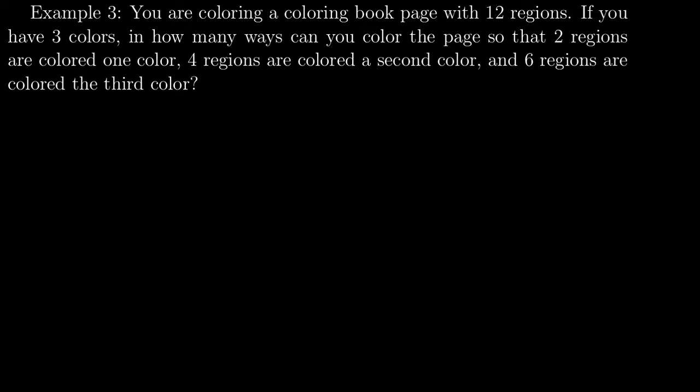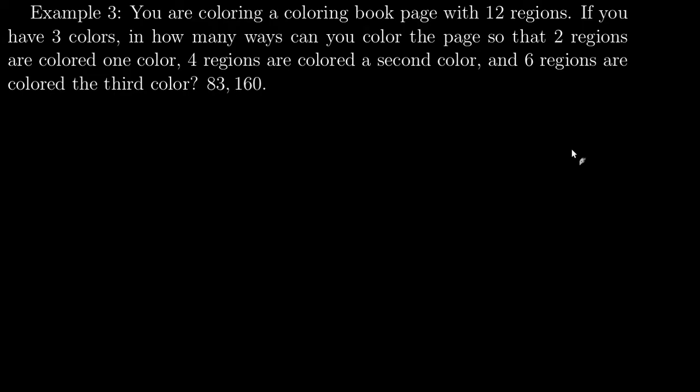Example 3. You are coloring a coloring book page with 12 regions. If you have 3 colors, in how many ways can you color the page so that 2 regions are colored one color, 4 regions are colored a second color, and 6 regions are colored the third color? Pause the video, take a few minutes to solve this. And the answer should be 83,160.